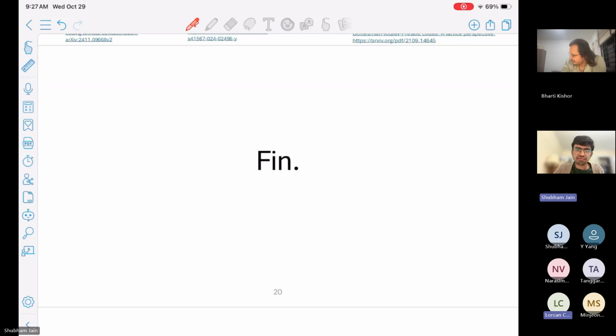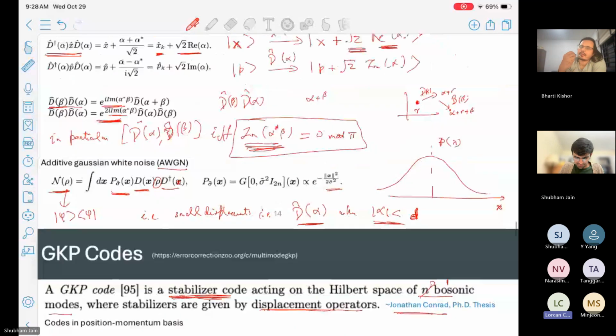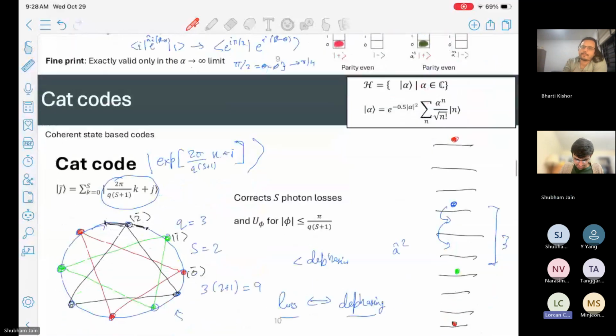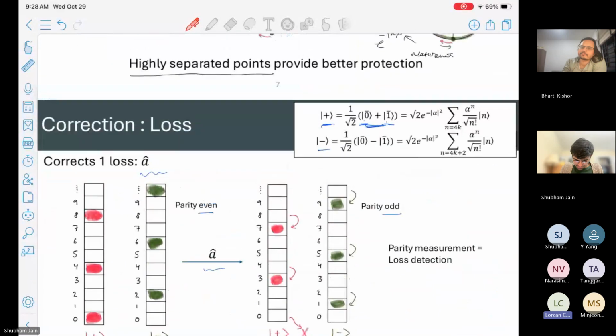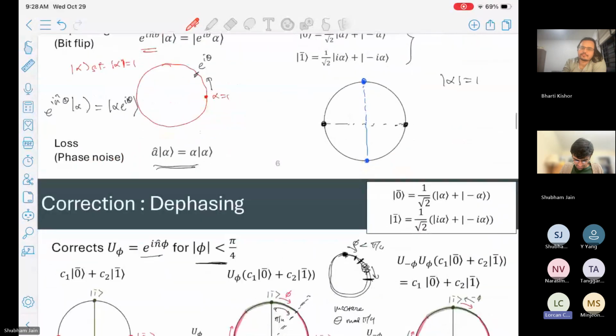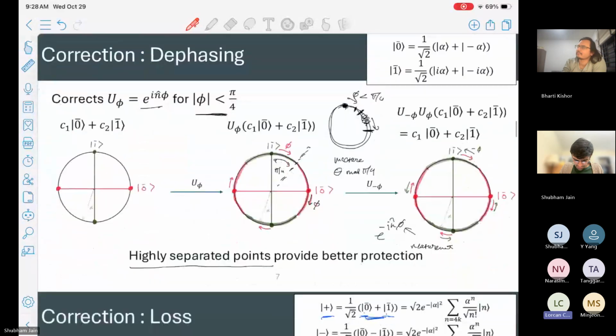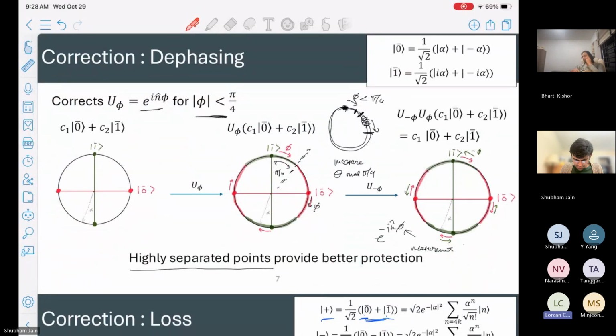Yeah, it's very interesting. So I had one or two questions on the cat code. So you have this dephasing, which I guess is represented as a coherent rotation. In practice, is it like an integral over a Gaussian distribution of coherent rotations? Yeah, so the error channel would again just be something like this additive white Gaussian noise where you have lower contribution from these higher order rotations.